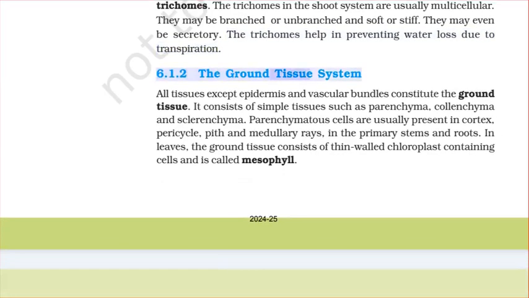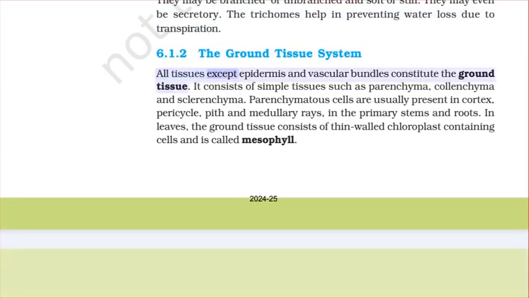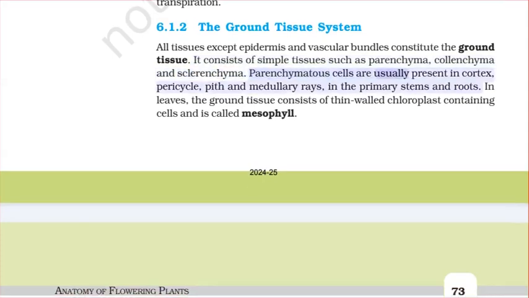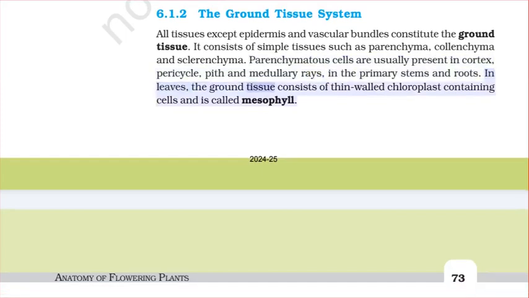6.1.2 The ground tissue system. All tissues except epidermis and vascular bundles constitute the ground tissue. It consists of simple tissues such as parenchyma, collenchyma, and sclerenchyma. Parenchymatous cells are usually present in cortex, pericycle, pith, and medullary rays, in the primary stems and roots. In leaves, the ground tissue consists of thin-walled, chloroplast-containing cells and is called mesophyll.